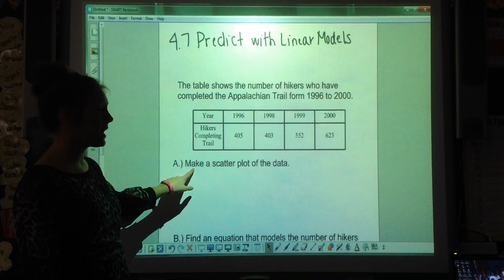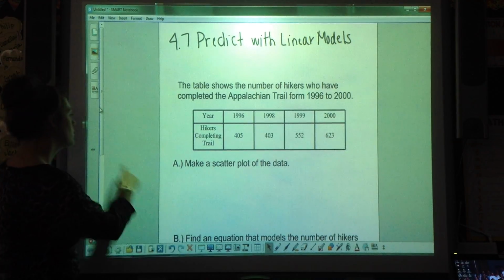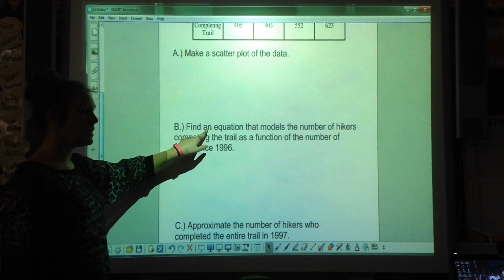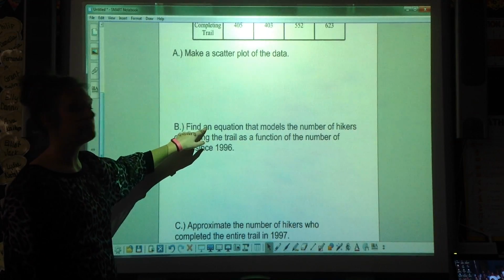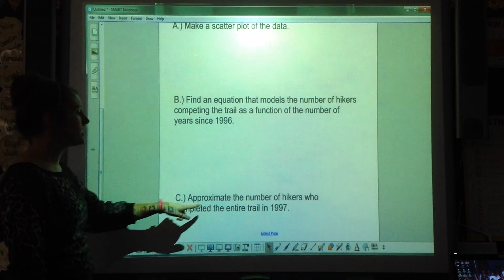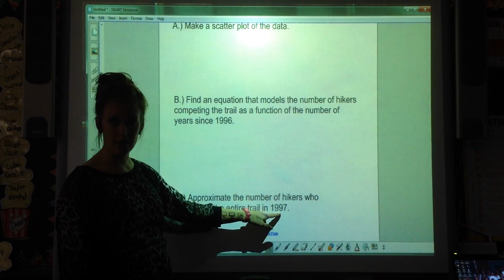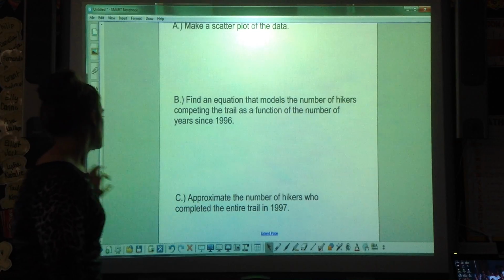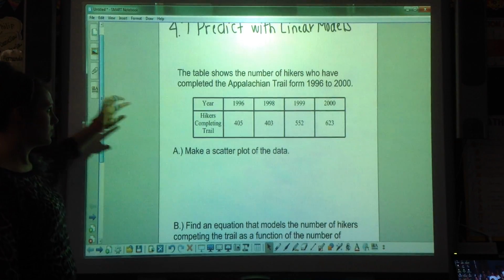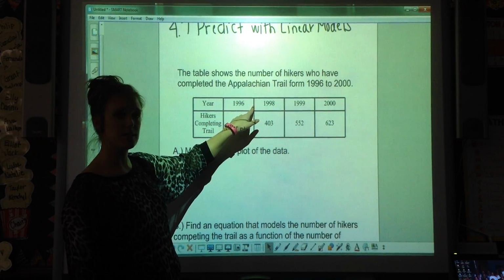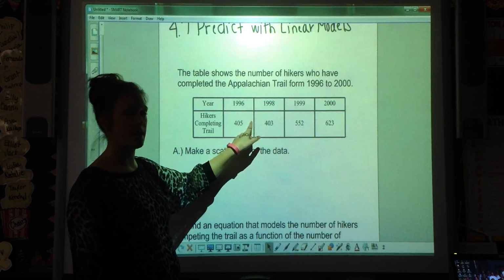Our goal is to make a scatter plot of the data so that we can write an equation to model that data, so we can predict how many hikers completed the trail in 1997. If you notice, this table is missing 1997. Our goal is to figure that out.